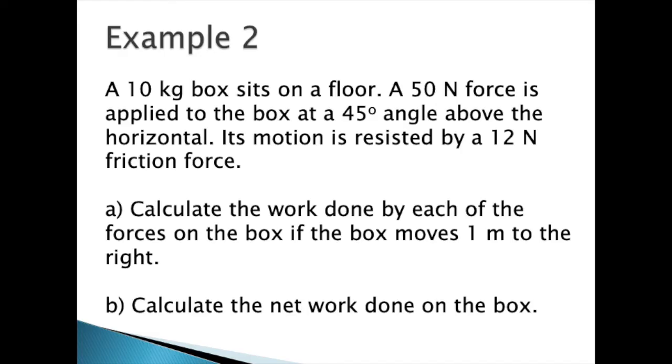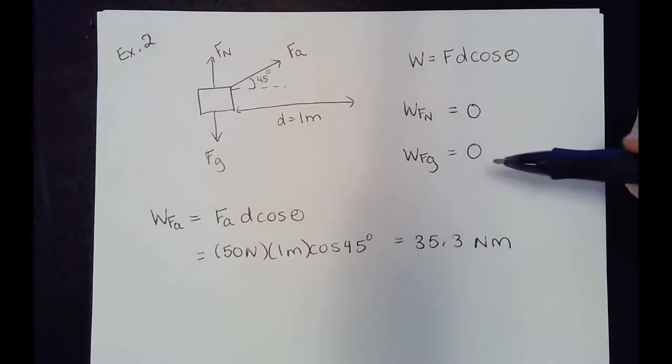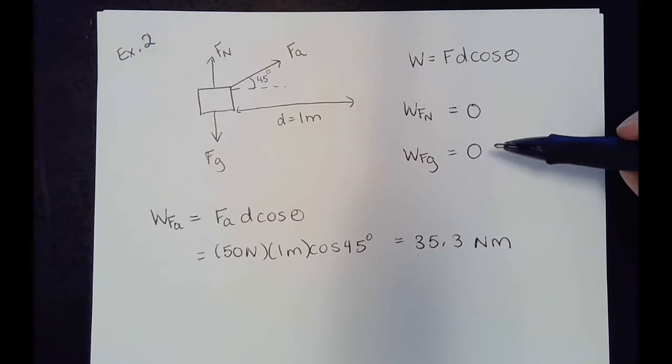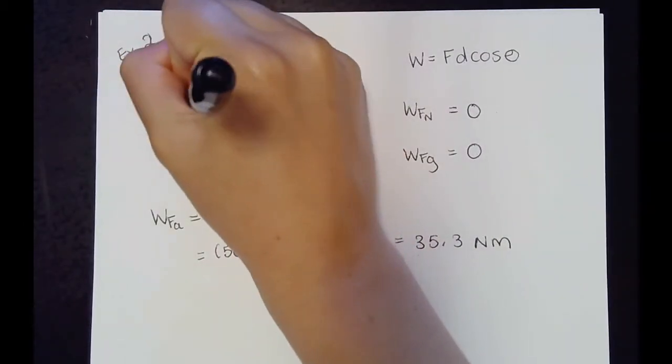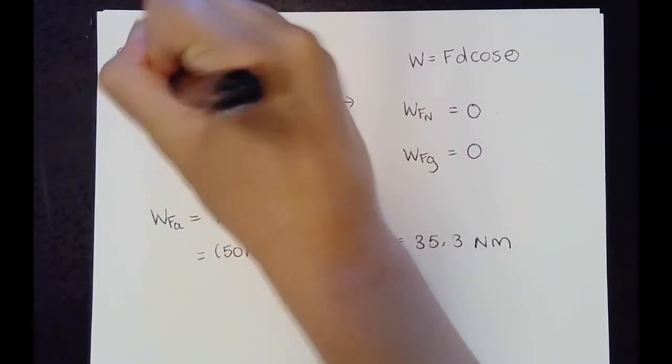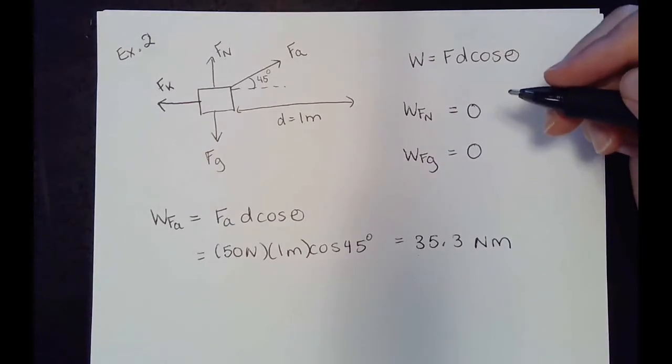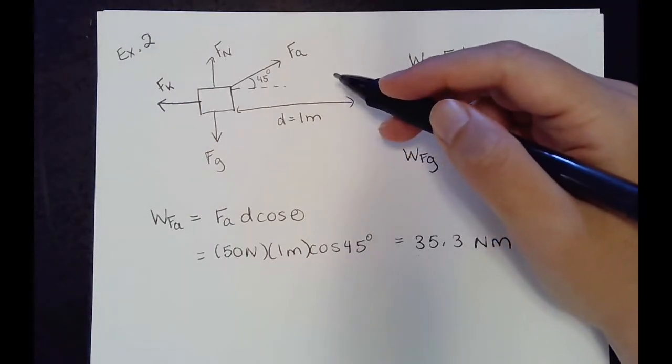Example 2: a 10 kilogram box sits on a floor. A 50 Newton force is applied to the box at a 45-degree angle above the horizontal. Its motion is resisted by a 12 Newton friction force. A, calculate the work done by each of the forces on the box if the box moves 1 meter to the right. And B, calculate the net work done on the box. So we've already looked at this situation in example 1. The difference now is that there is friction acting on the box. So I'm just going to add in the force of kinetic friction, which opposes the motion of the box. So it's going to be in the opposite direction of the applied force here.